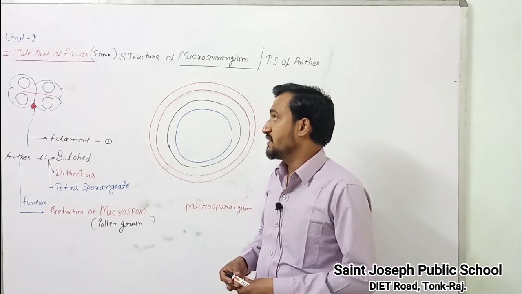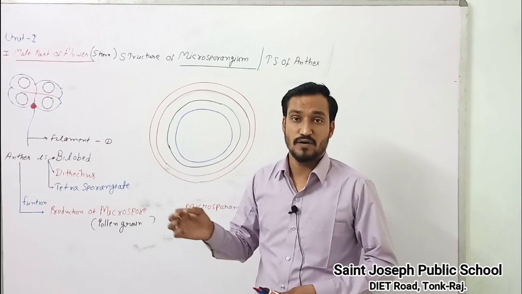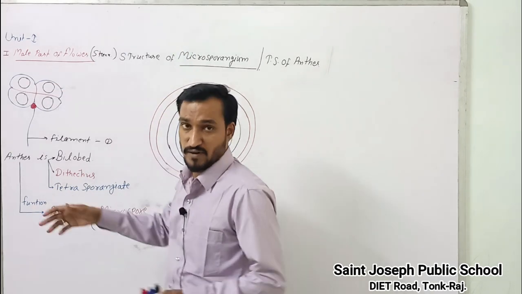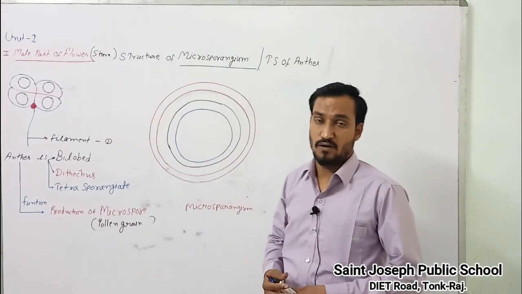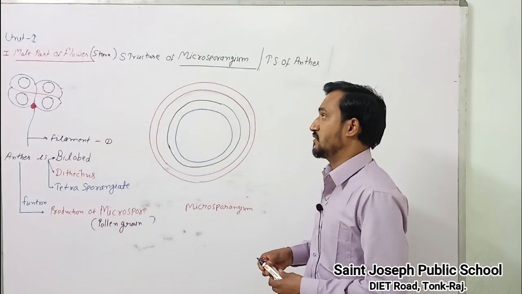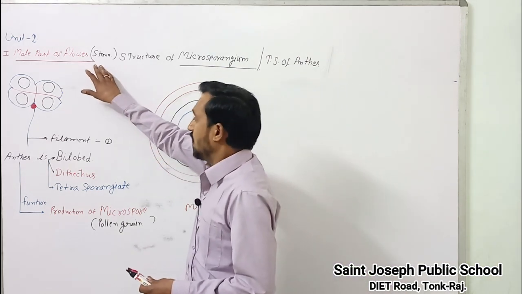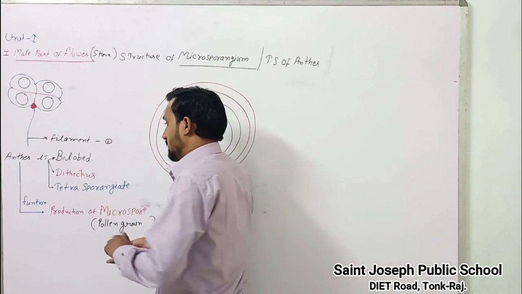Today, we will discuss the male part of a flower. We will now go into detail for the description of the male part of a flower. The male part of a flower is the stamen, and the stamen has three parts.